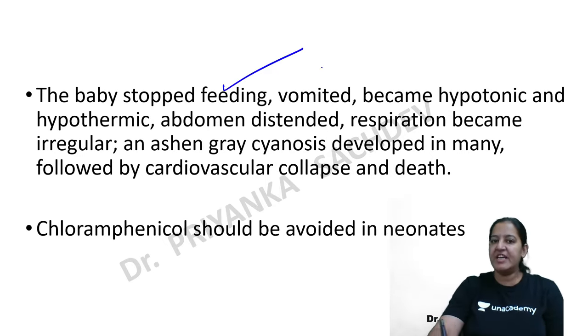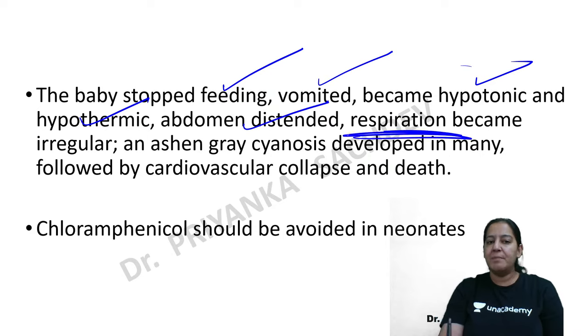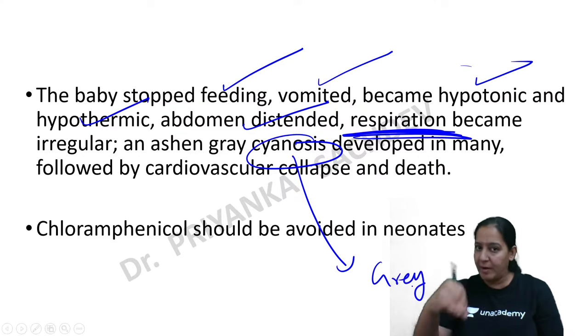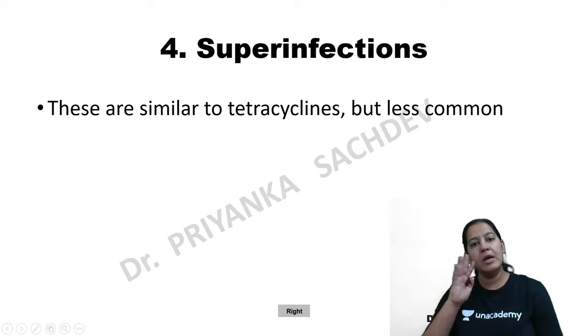The baby will stop feeding. The baby will vomit. The baby will be hypotonic, hypothermic. Abdominal distension will be there, respiration becomes irregular. So the baby will look blue, the baby will look cyanotic. So it is a misnomer. Actually, it is not gray baby syndrome, it is blue baby. Gray baby nahi hoga, baby cyanotic hoga, but it is known as gray baby syndrome. So that is the thing.